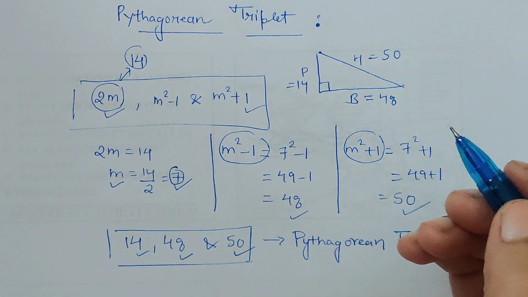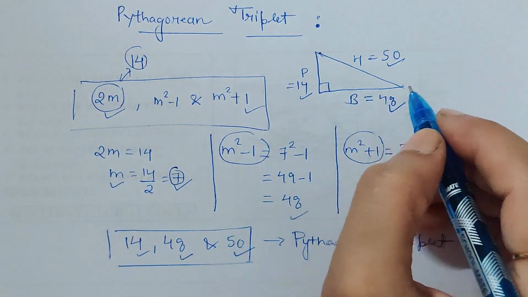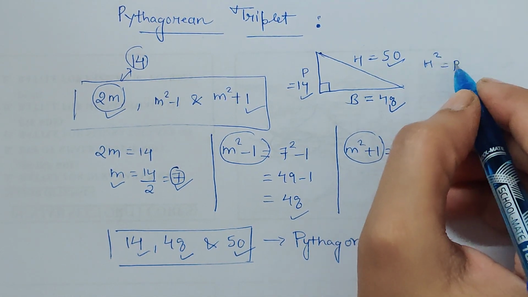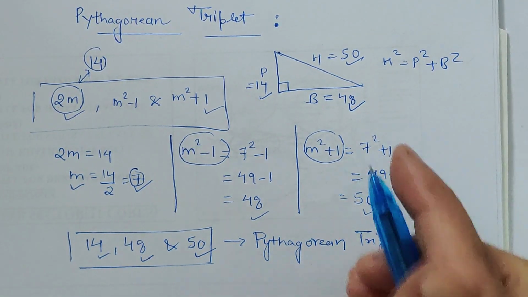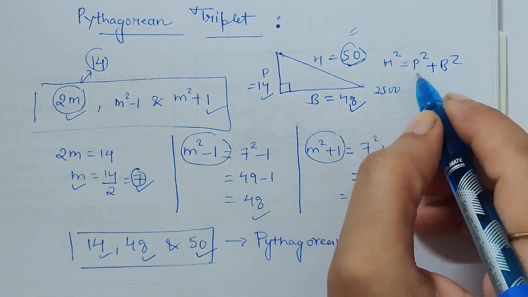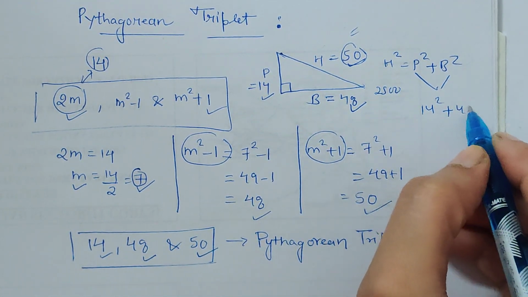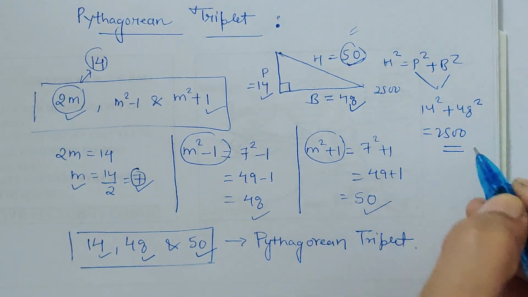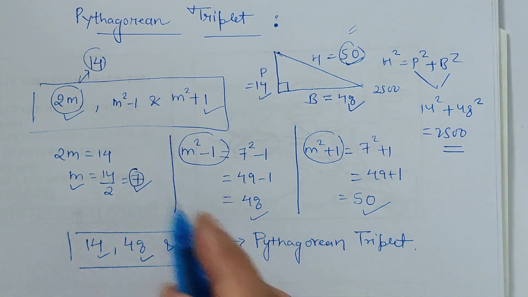What do we know about the Pythagoras theorem and why it is called a Pythagorean triplet? Because these are the sides of a right-angled triangle, so it must satisfy that the square of one side is equal to the sum of the squares of the other two sides. So we can easily check. Hypotenuse 50 square is 2500, and when we solve this separately, what do we get? P square means 14 square plus 48 square. If we do this, it will come out to be 2500. This can be checked by yourself. So this is how we can find a Pythagorean triplet.